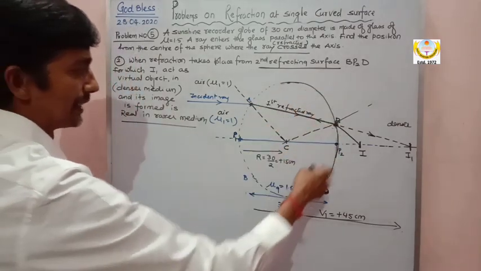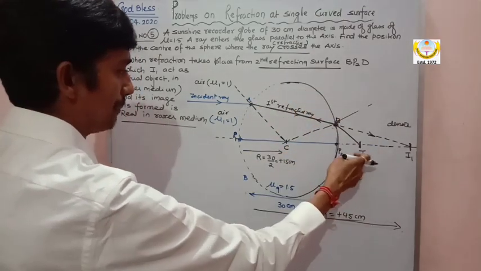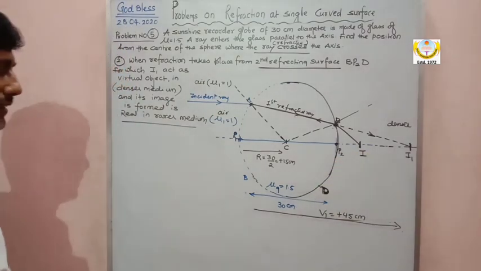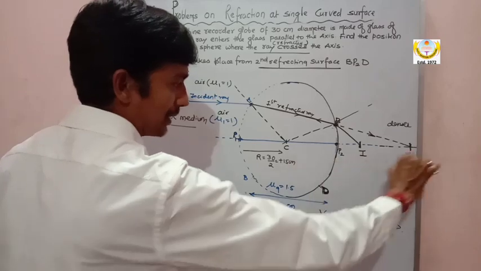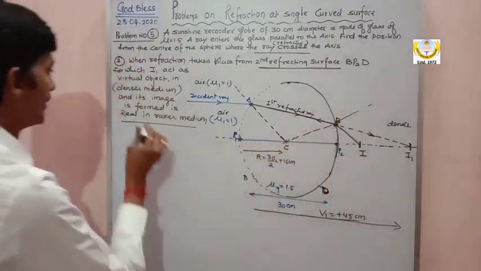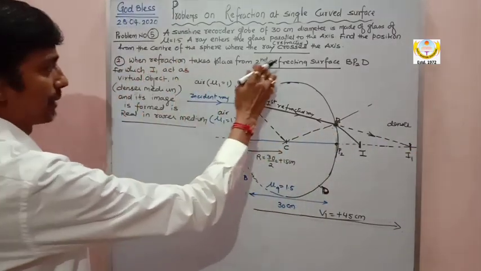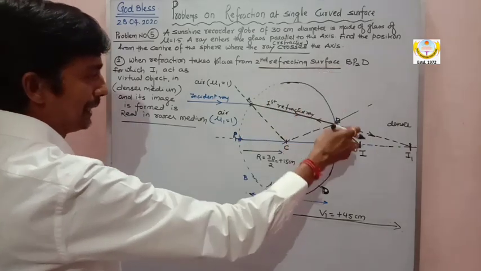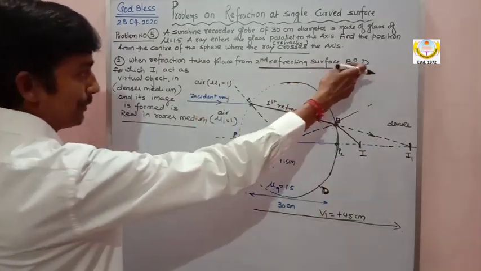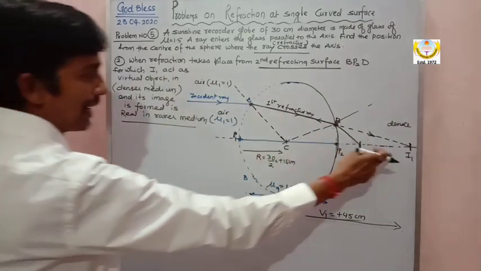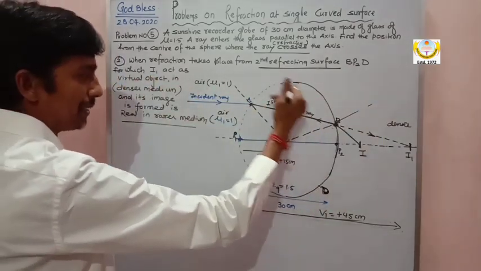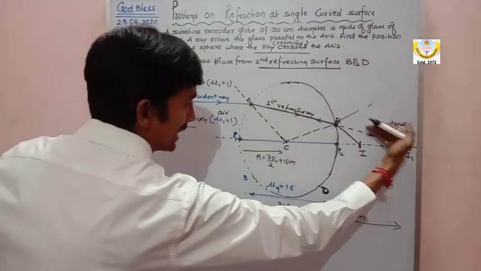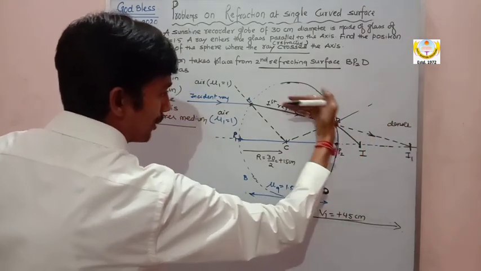So now I have taken this surface, if you remember, and here is the image I. And my dear, again the distance will, no doubt, be measured in this direction, so it will be taken as positive. So here, my dear, when refraction takes place from the second refracting surface BP2D, I1 acts as the virtual object in the denser medium, because this I1 acts as the virtual object and it is going in the denser medium.